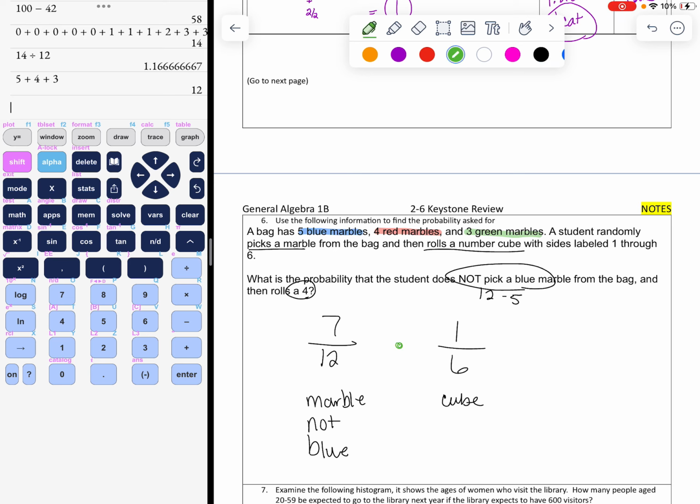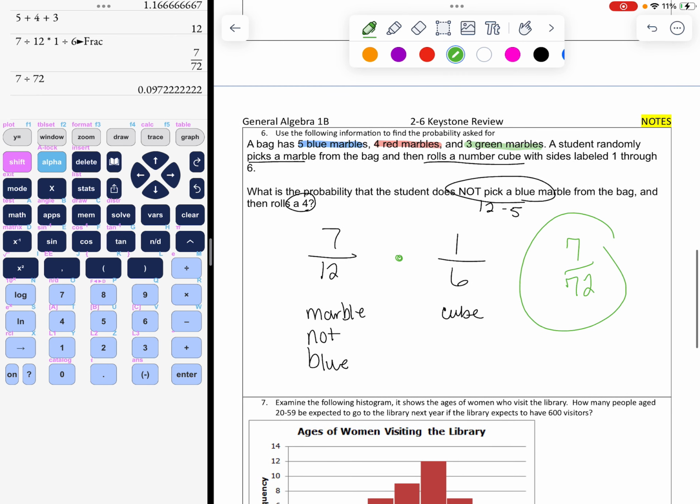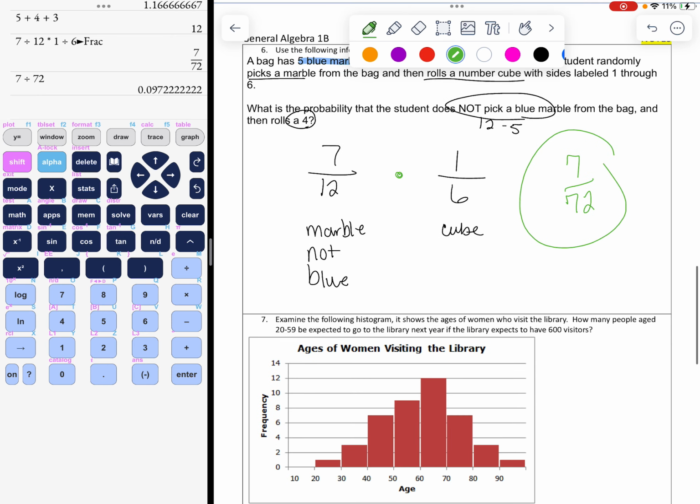So I have my calculator for 7 over 12. Take a look at how I'm typing it. Times 1 over 6. I'm going to enter that. So the probability is 7 out of 72 for that student to not get a blue and to roll a 4. Not very likely. In fact, if we change that to a decimal, that's only like a 9% chance of happening. You can look at my calculator there.